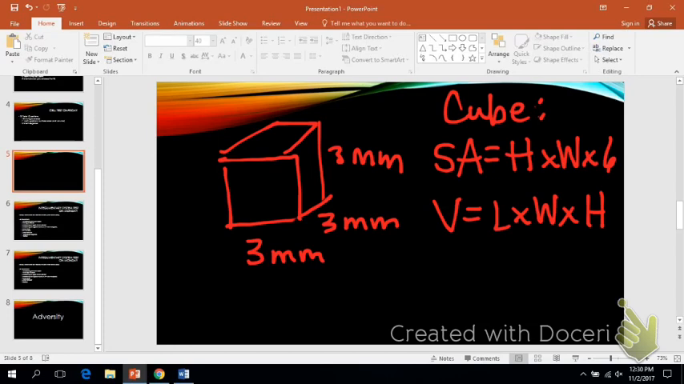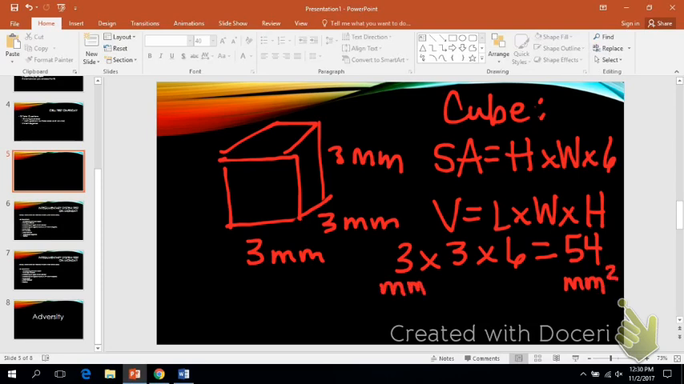So for a cube, the surface area is the height times width, or you could even say length times width, whatever, times 6, because in a cube, all of the values are going to be the same. So your surface area would have been 3 times 3 times 6. What's the answer to that? 54. What is our unit going to be? Millimeters squared, because this was millimeters and this was millimeters and then times 6. So you use millimeters twice. So it's 54 millimeters squared.